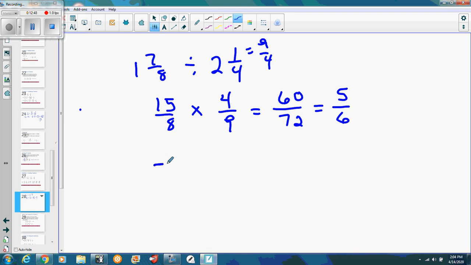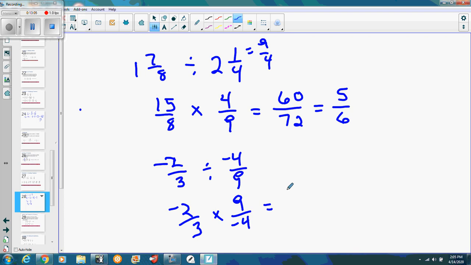Let's say I had negative 2/3 divided by -4/9. So that would become -2/3. You keep the first one, and then you flip the second one, 9/4. It doesn't matter where I put the negative. So this would become 18. Two negatives make a positive, over 12. So I'm going to reduce that to 3/2, and then finally I'm going to change it to a mixed number, which is going to be 1 1/2.